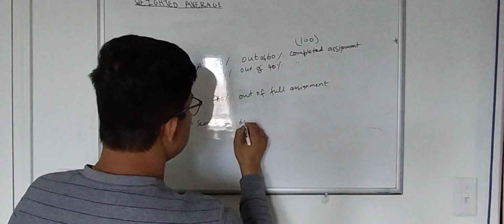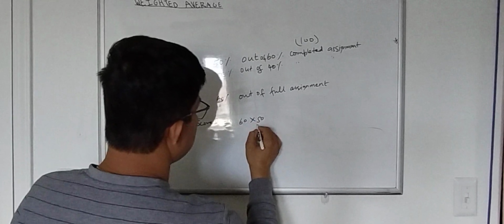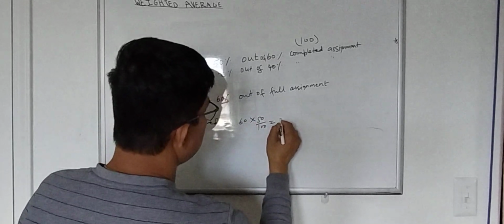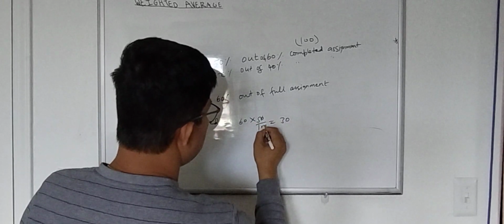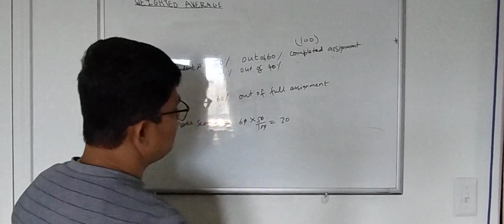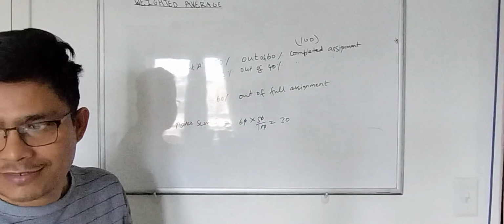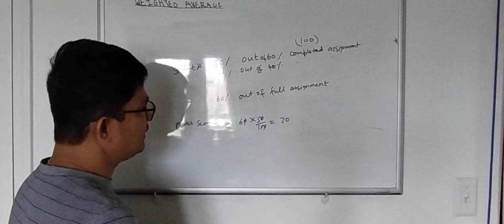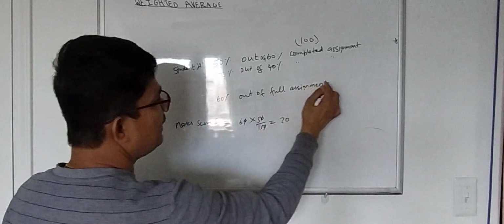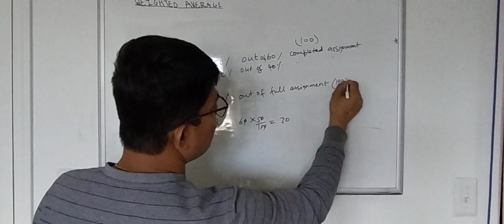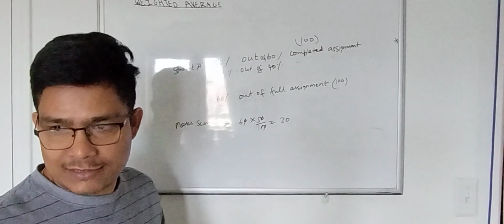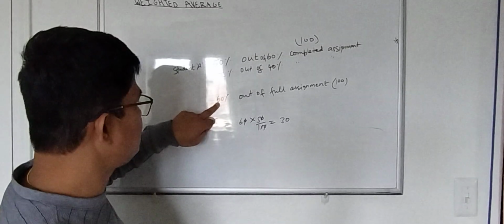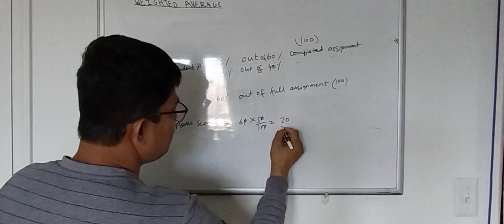60%, so 60, and out of that C got 50%. So C had 30. Okay. Now the goal is what? 60%. 60% of 100. Full assignment is 100. Okay. Full marks is 100. And the goal is to get 60. How much has C yet scored?